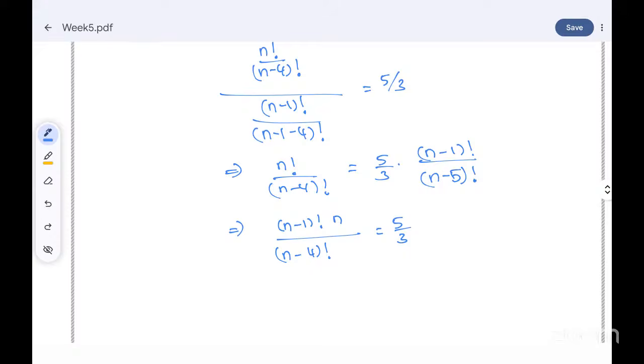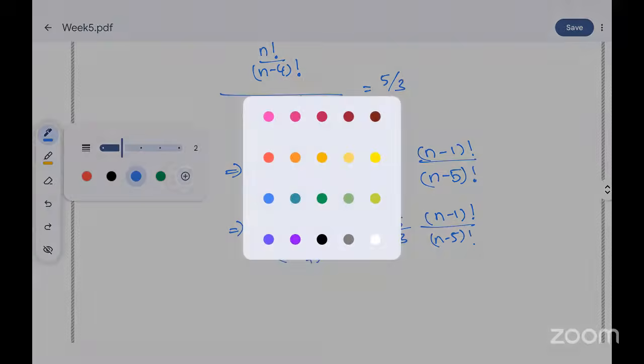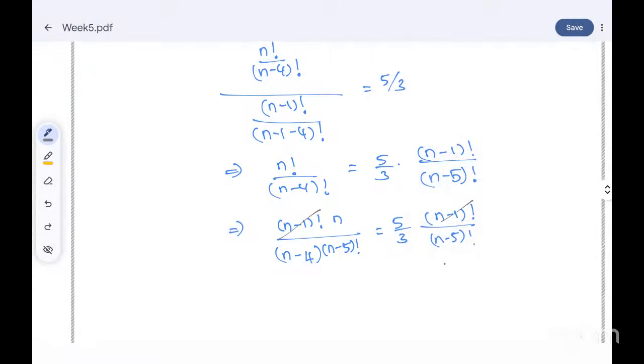All right. Now, how can we simplify this? In the numerator it is (n minus 1) factorial only. Now, how can we rewrite this (n minus 5) factorial here? Ma'am, we can write (n minus 4) factorial as (n minus 4) into (n minus 5) factorial. Right? Now we can simplify this by striking this out. So what is remaining? You have n by (n minus 4) is equal to 5 by 3.